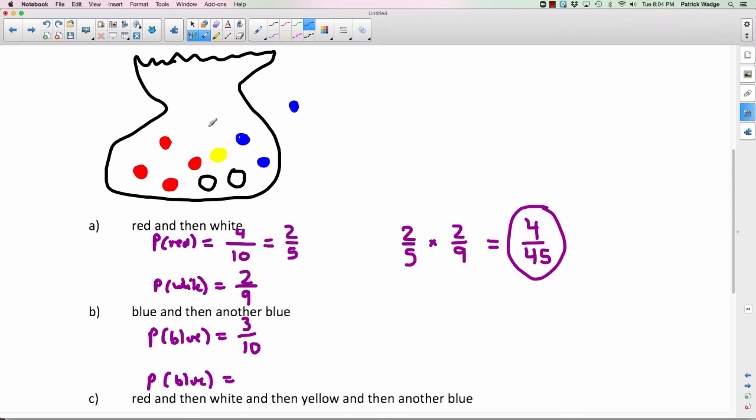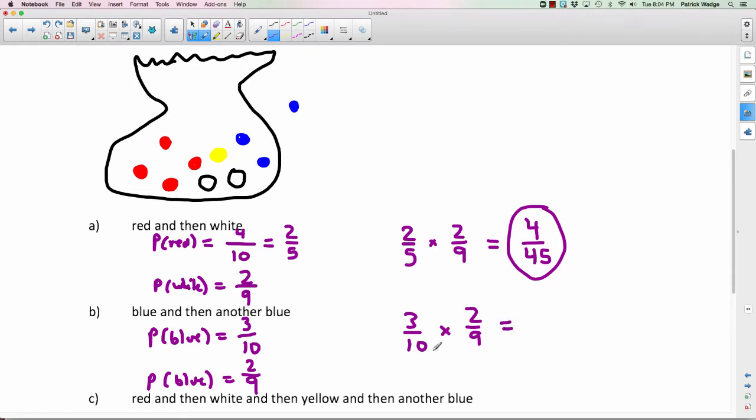So how many are there left in here as our total? There's now only 9, right? One of them's out, so there's only 9 left. How many are favorable? The 2 blue ones inside are still favorable. So we have 3 out of 10 for our first event. We have 2 over 9 for our second event, and what we do is we multiply.